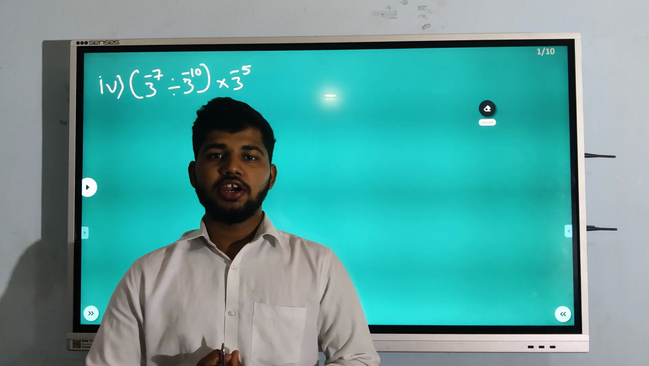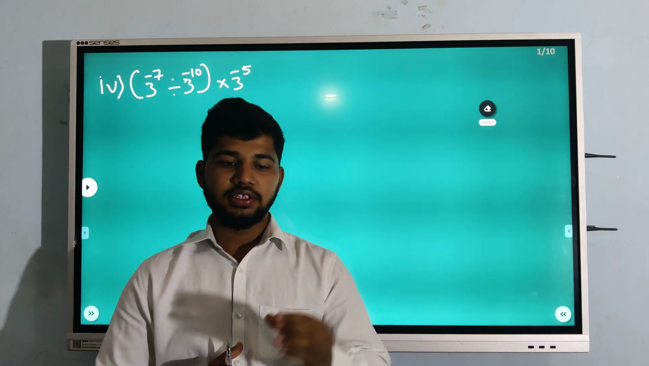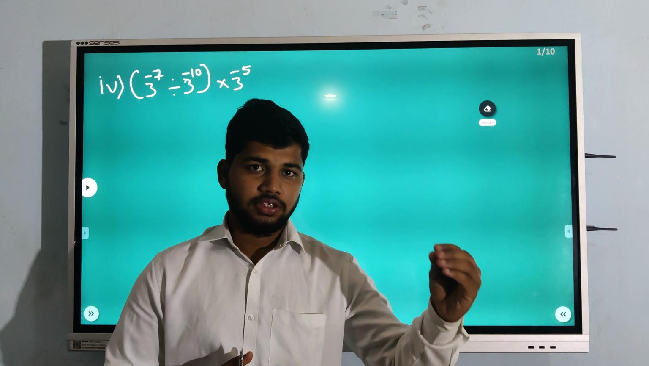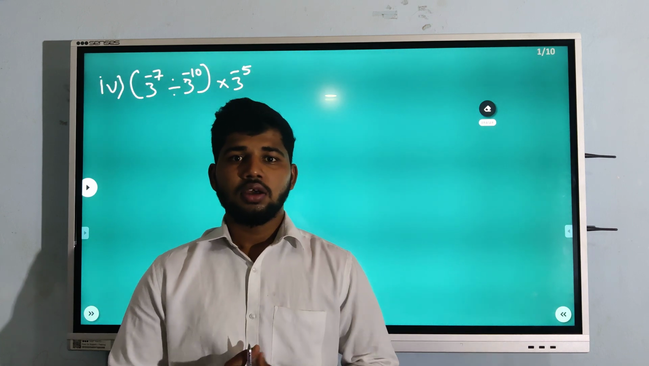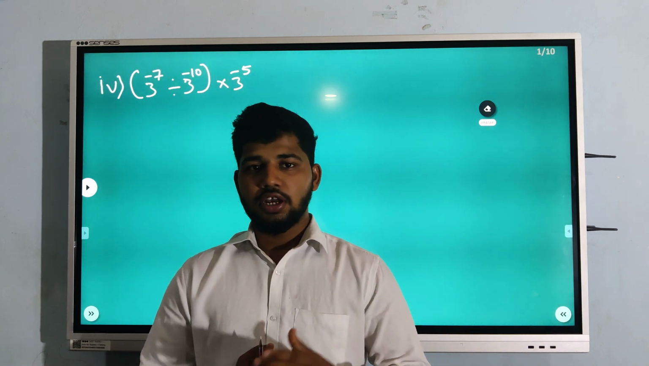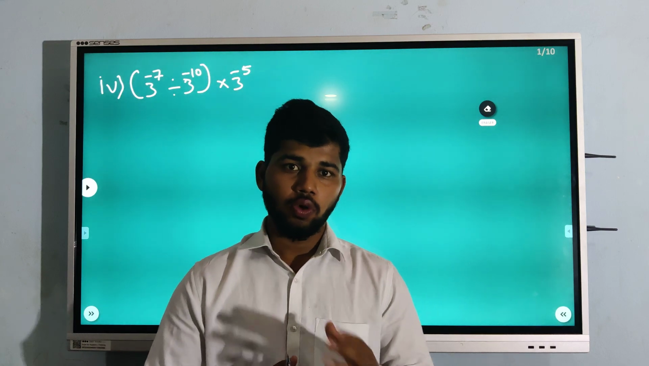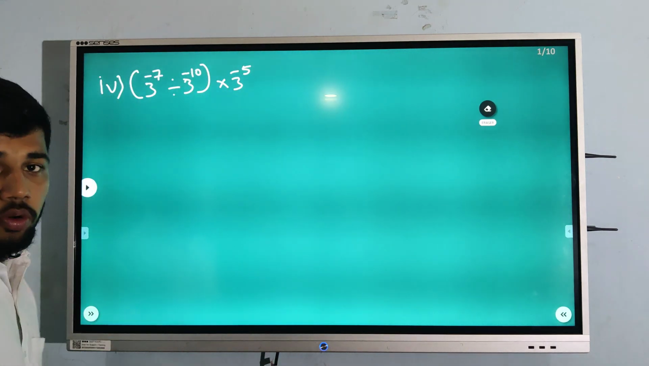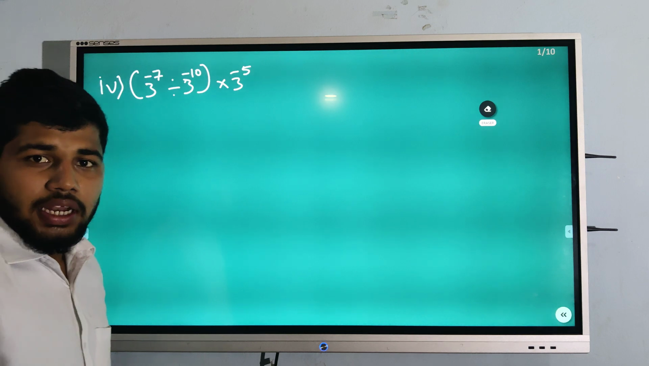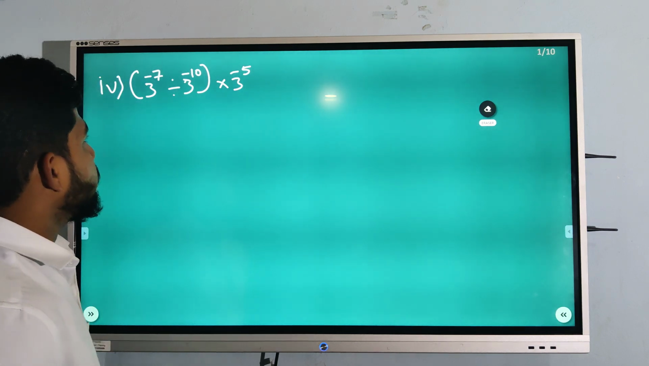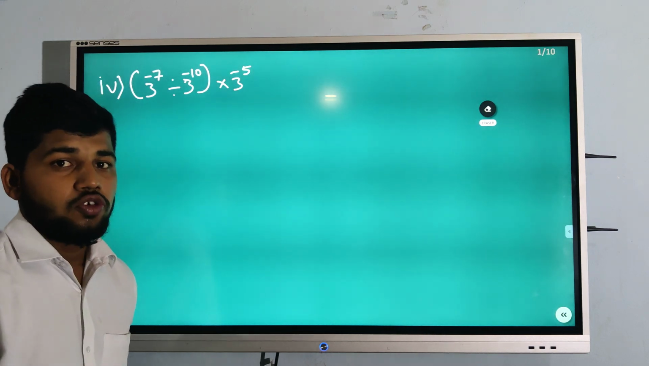In the last class, we already completed the first three problems in the second main problem in the exercise 2.1. In today's class, let us continue the remaining problems in exercise 2.1. Look at the fourth problem here: 3 raised to minus 7 divided by 3 raised to minus 10, into 3 raised to minus 5.